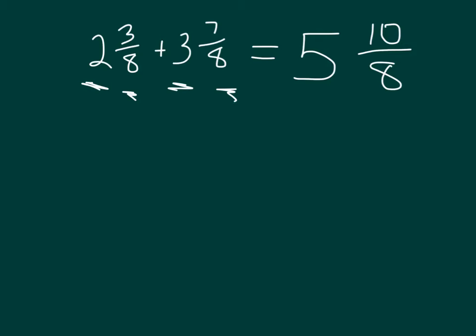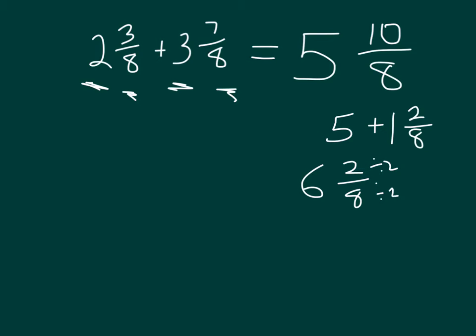And I'm going to do that by taking 10 divided by 8. And mentally I know that that's going to be 1 with a remainder of 2, so it's going to be 1 2/8. So I add that to my 5, and I'm left with 6 2/8, which when I simplify down, 2/8 divide both by 2 is going to give me 1/4. So my final answer is 6 1/4.